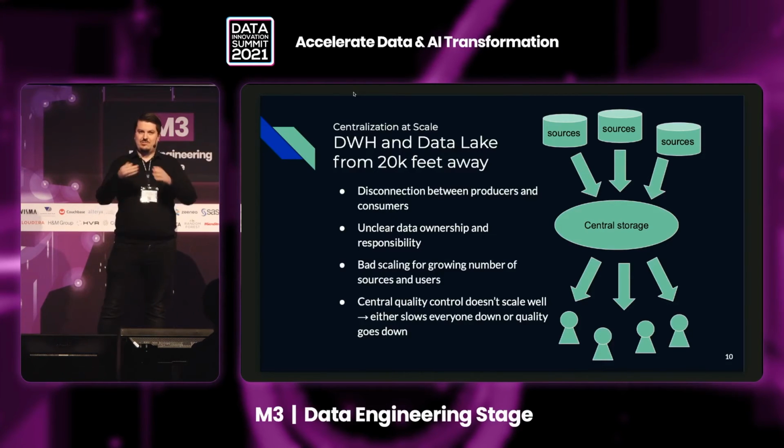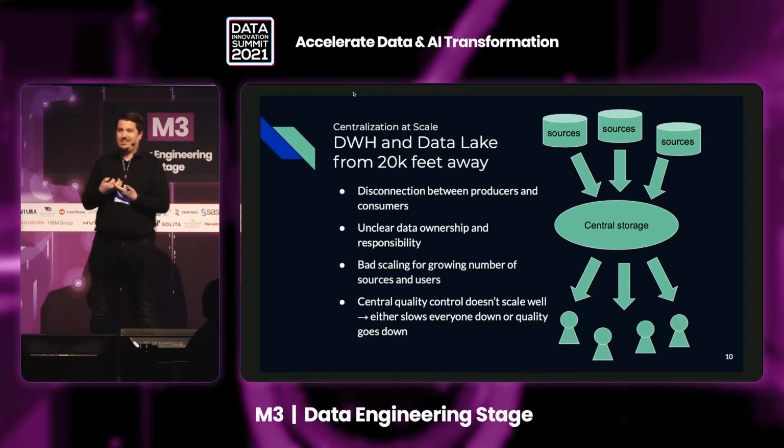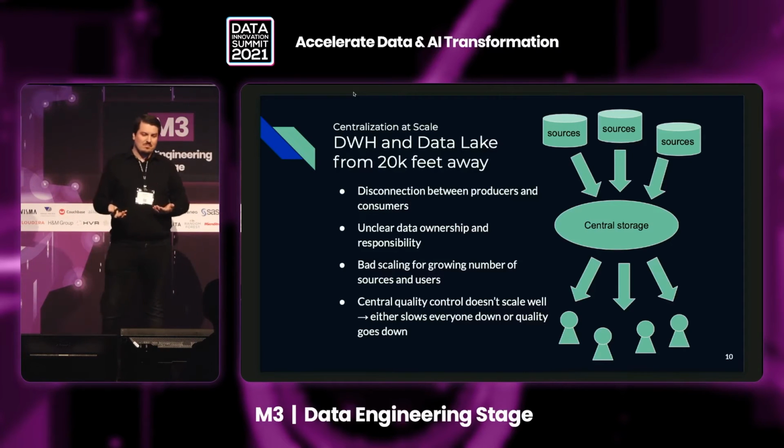Because on the one hand, you have an ever-growing amount of producers, but you also have an ever-growing amount of consumers that actually want to make use of this data. And this is incredibly hard because your infrastructure team cannot indefinitely scale, because there are simply organizational limits and also limits in terms of money that the companies are willing to put in there. And especially when you look at things like quality control, it really doesn't scale well. Because either you slow down everyone by forcing some quality standards on them, or the quality simply goes down.